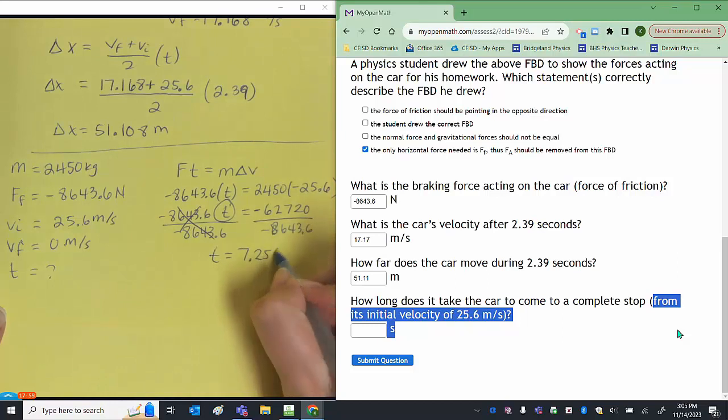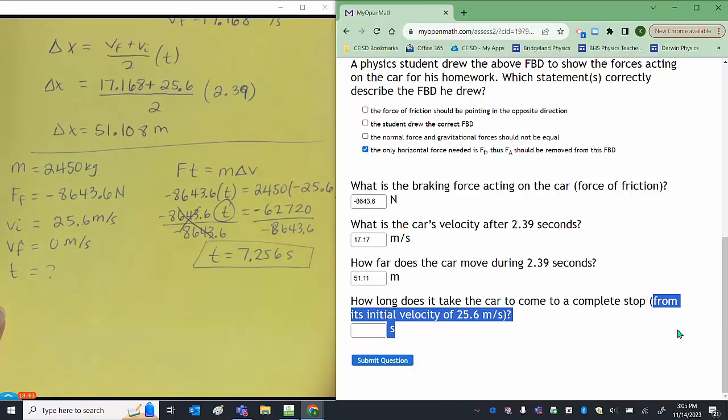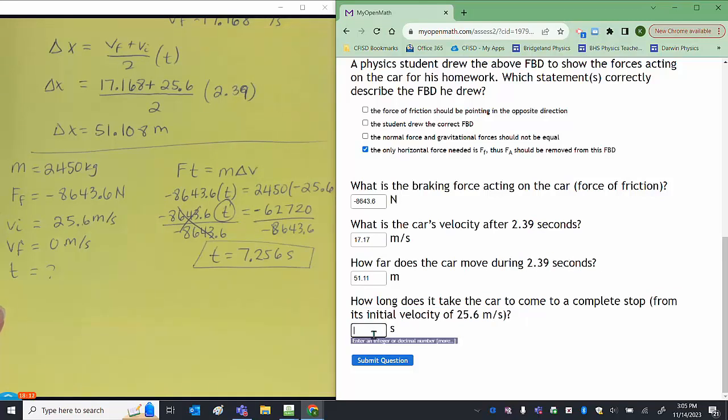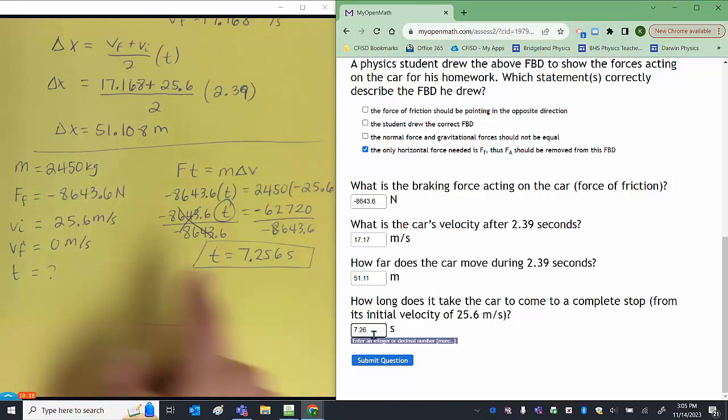7.256 seconds. Again, the time we get here should be longer than the time in the previous question. Okay, that 2.39, and it is because it was still moving here. So it should take longer than that to actually come to a stop. So you can make sure your answer makes sense. It does. 7.26 is an appropriate way to round that number to 2 decimal places.